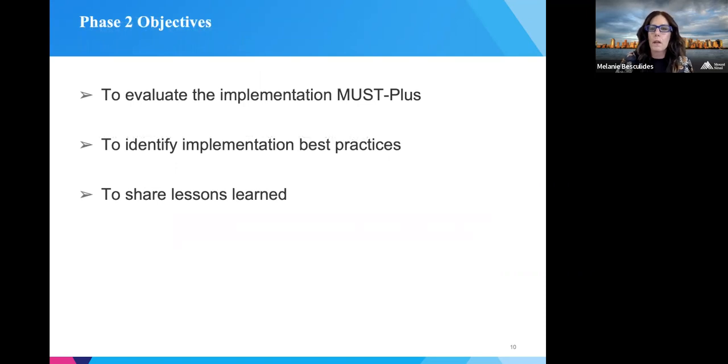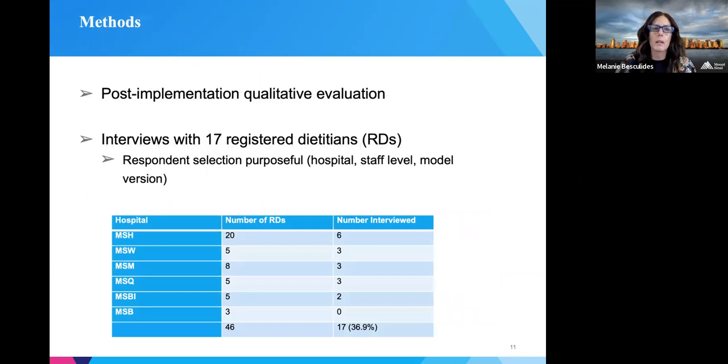So moving on to phase 2, which is the qualitative piece. That's where we'll spend most of the time. So the goal was to evaluate the implementation of MUS+ and to identify best practices, and of course, to share lessons learned. And what we did is, it was considered a post-implementation qualitative evaluation.